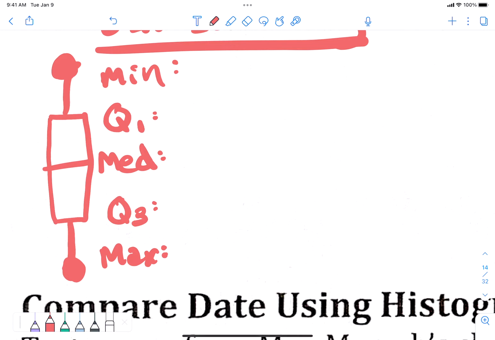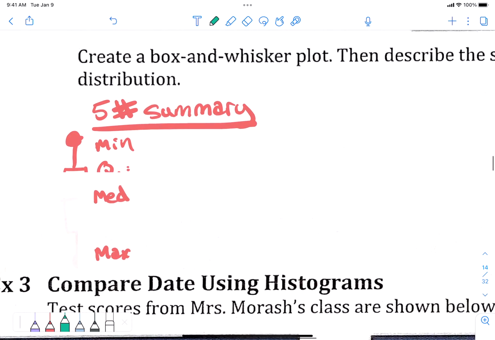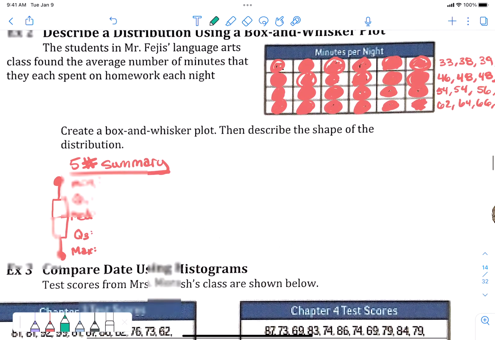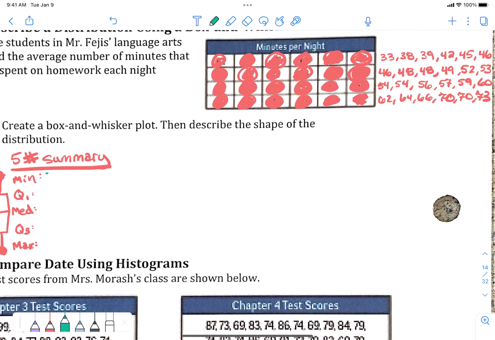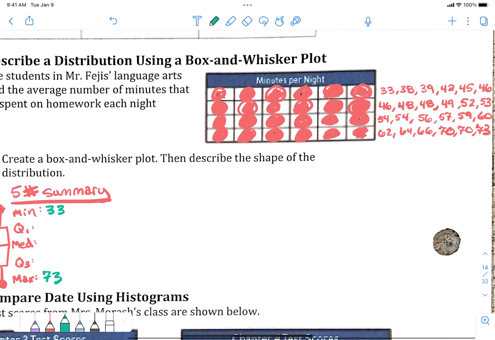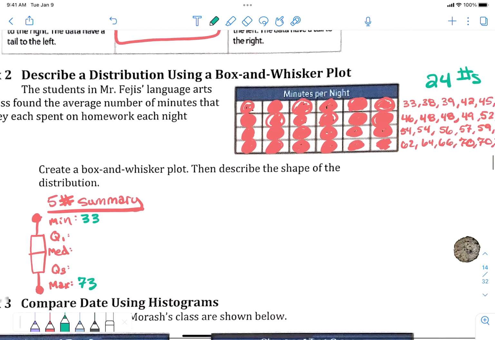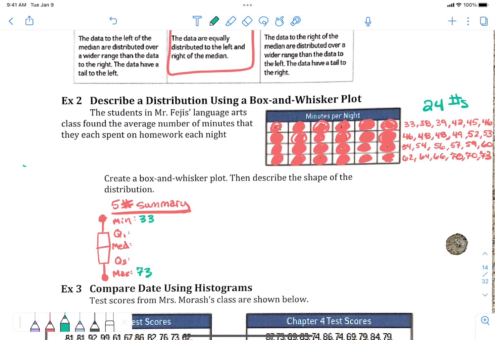All right, min and max are the easiest ones to do. That's why I put this in order, so that I could see min and max. What do we got? 33 and 73. Okay, how many numbers did I say? 24 numbers. All right, we have 24 numbers and we're trying to find the median.